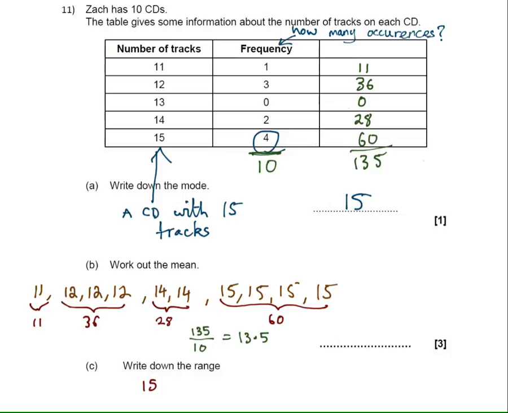Okay, write down the range. Well, the highest number of tracks was 15 minus the lowest number of tracks was 11, so the range is 4.